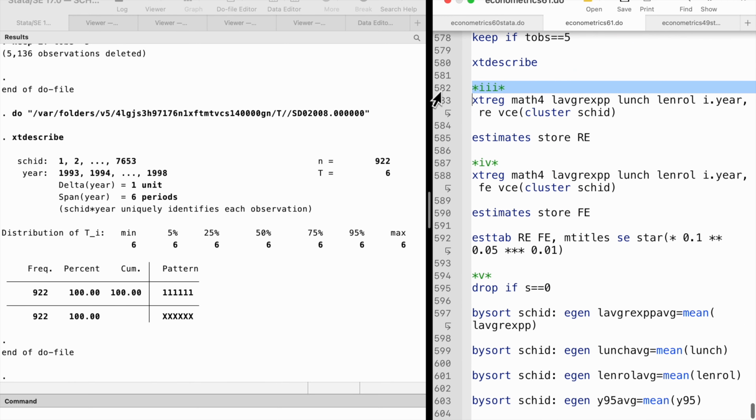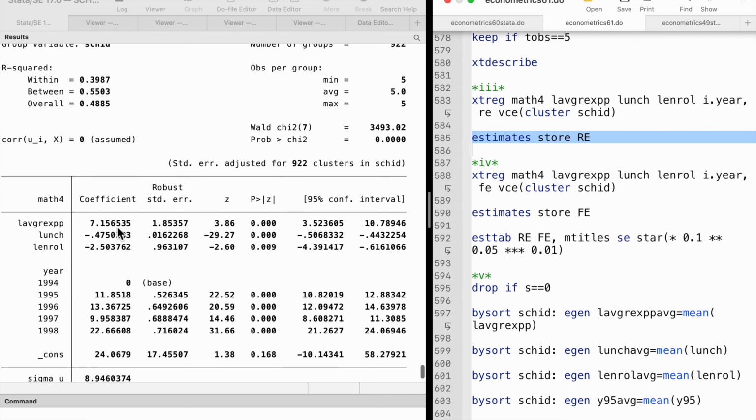We estimate the model with random effects. The coefficient of the spending variable is 7.16. Its cluster robust standard error is 1.85. The t-statistic is 3.86, and its p-value is 0 to 3 decimal places. It implies that if spending increases by 10%, the math passing rate will increase by 0.7 percentage points.